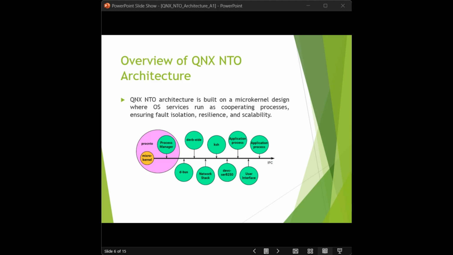Now we'll see about fault isolation, which means the kernel is isolated from all other processes. This is one of the biggest advantages of the microkernel architecture. Let us take a real-world example. In the same car infotainment system, if a Bluetooth module fails, the entire system should not stop working. We normally experience that the driver should still be able to use the navigation or the climate control. So in QNX, when services run independently, failure in one service does not affect the others.